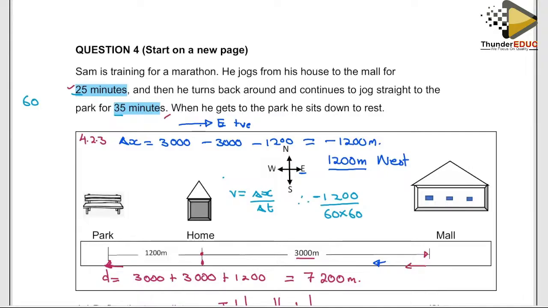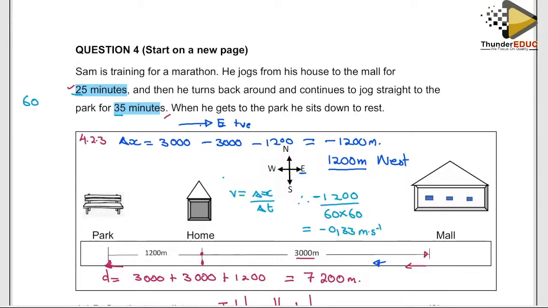1,200 all over 60 times 60. So I'm getting a value of 0.33 meters per second, right? So it's equivalent to a negative 0.33 meters per second, right?